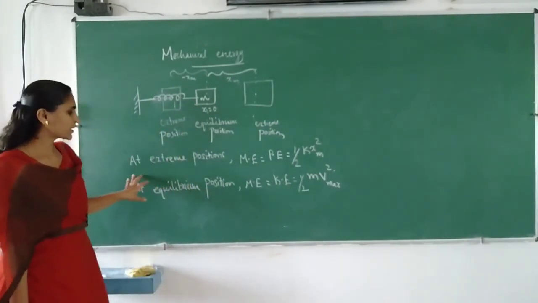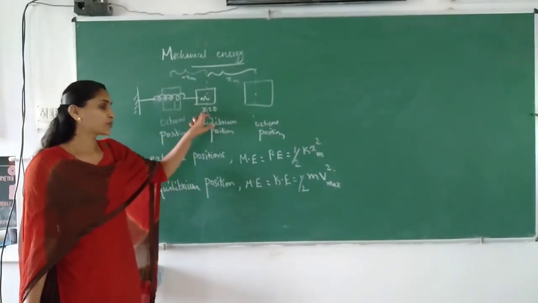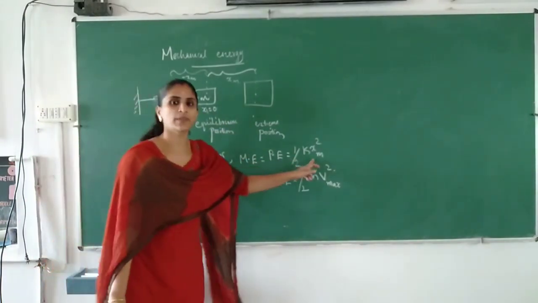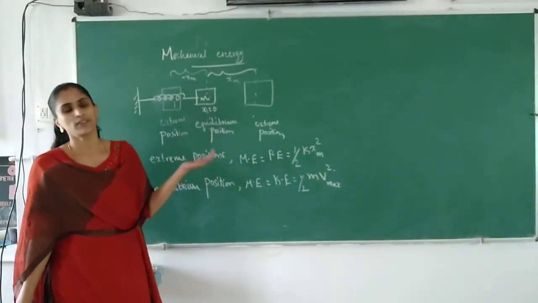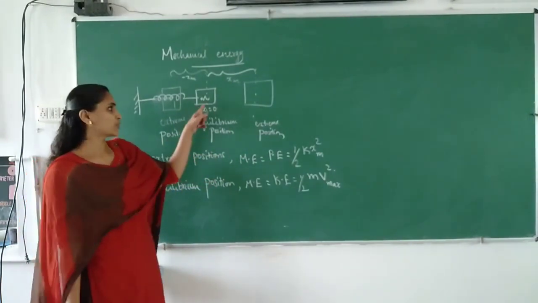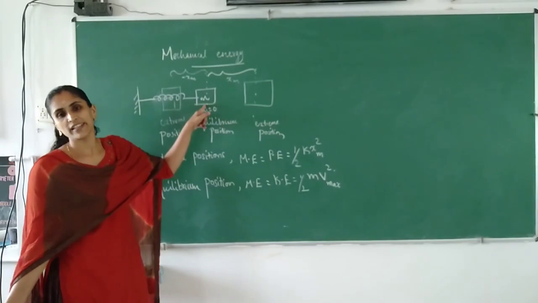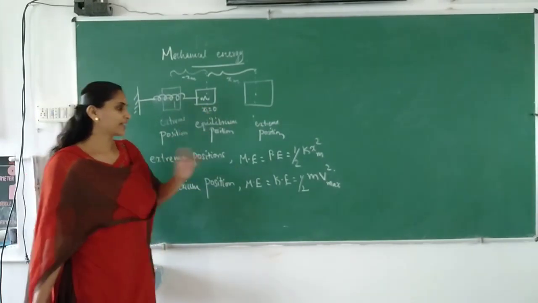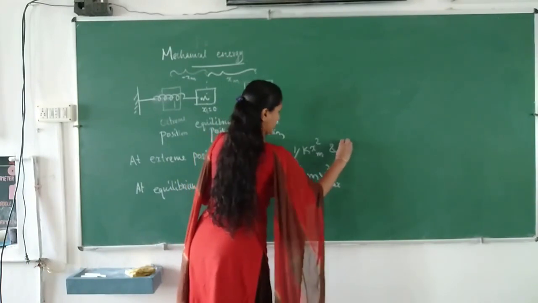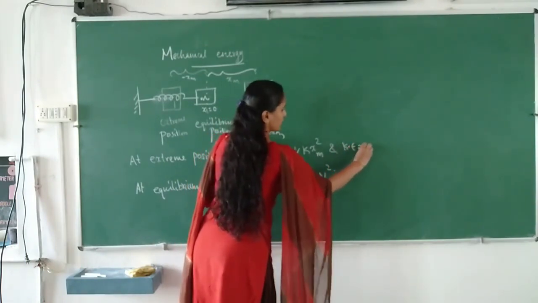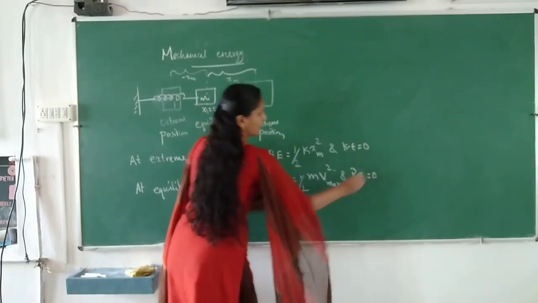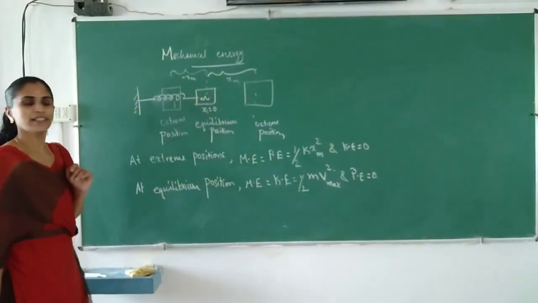Okay, so when it comes to equilibrium position, what is the value of x? x is equal to 0 when it comes to equilibrium position. So potential energy will be 0 and kinetic energy will be maximum. So here you can write, at extreme position kinetic energy is equal to 0, and here at equilibrium you can write potential energy is equal to 0.